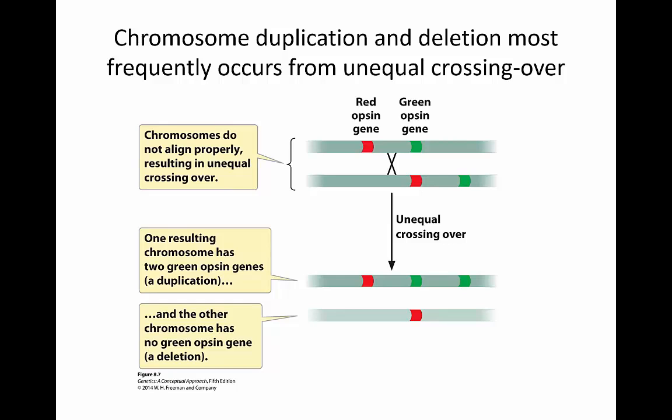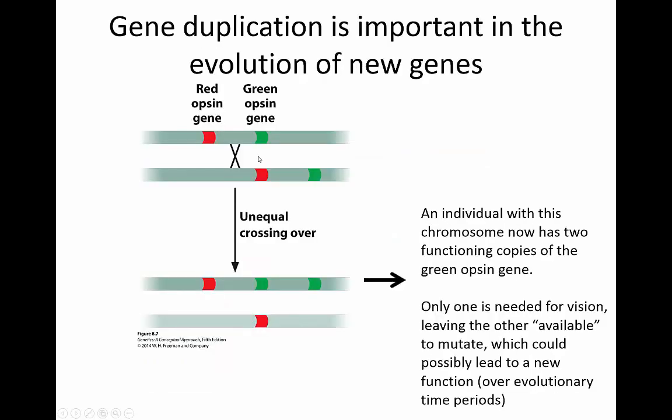If crossing over occurs, what you can end up with is a duplication and a deletion. So you have two separate products here. So this is actually how a lot of people become colorblind. They lose one of their genes due to a mistake in crossing over.